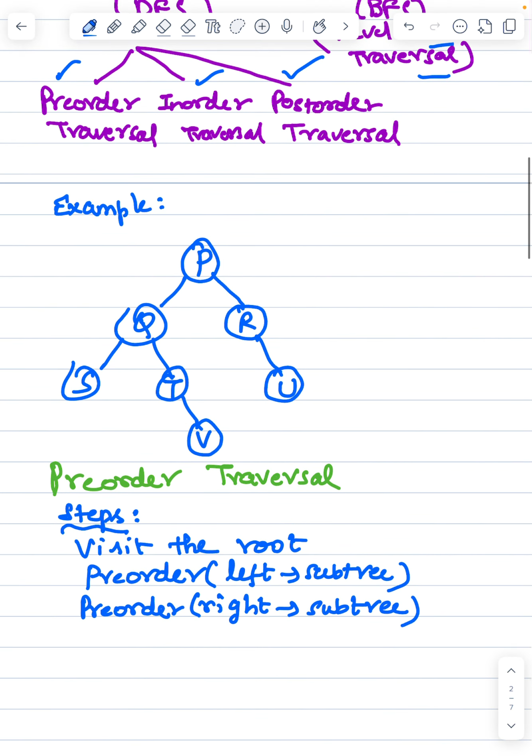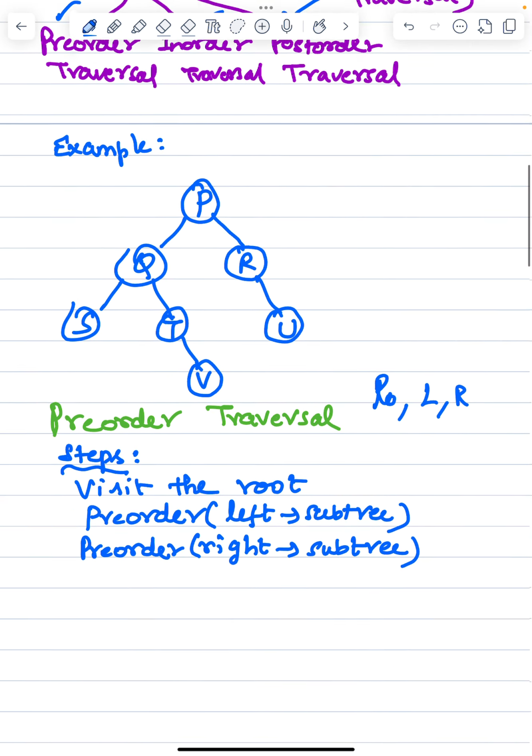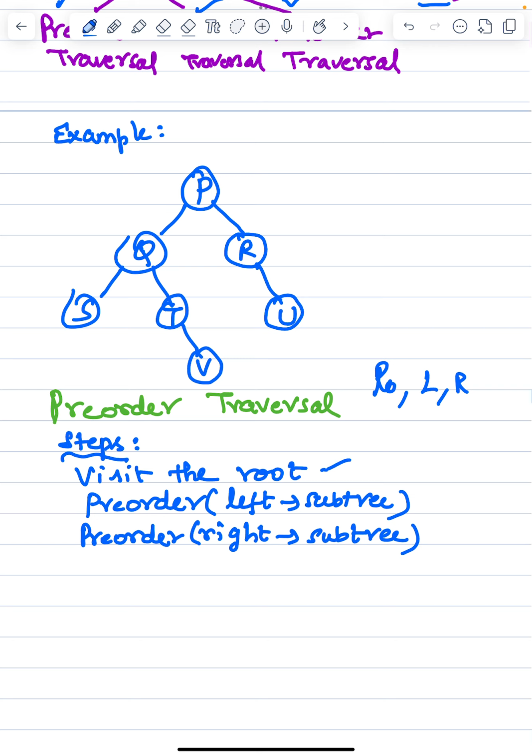So this is a given tree. Here we are going to perform pre-order traversal for this tree. If it is pre-order traversal, first we have to visit the root, then we have to visit the left subtree and we have to visit the right subtree. So root, left and right. If we go in this order, these are the steps: visit the root, then call pre-order of left subtree, then call pre-order of right subtree. We'll discuss how to do this.